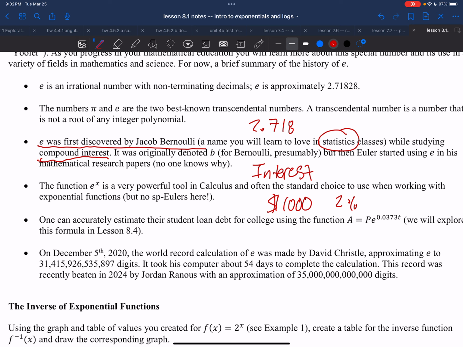Compound interest means it's interest that's accumulated or compounded in such a way. We're going to get into the specifics of that in lesson 8.4, but just so you know, this number pops up from a sort of financial perspective, yeah? Bernoulli found this number through working through compound interest and seeing where these numbers were kind of behaving.